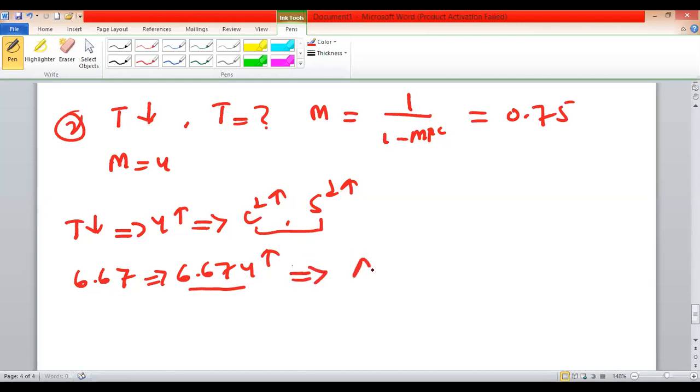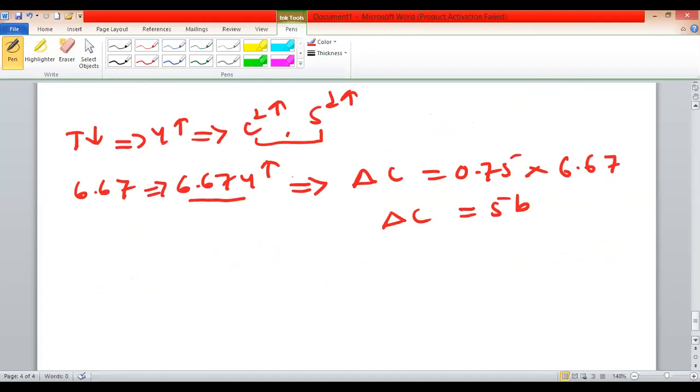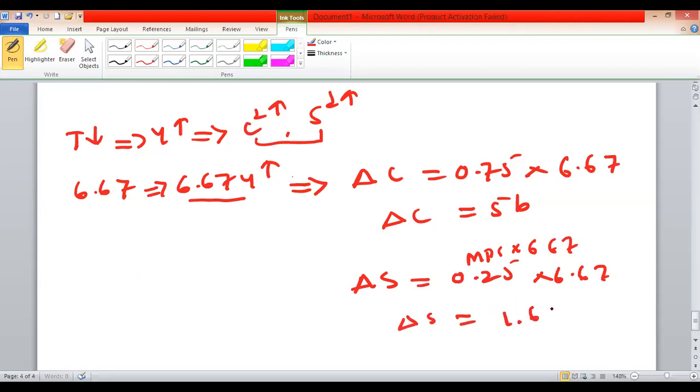How do we calculate change in consumption? We would calculate change in consumption by multiplying 0.75, which is MPC, times 6.67. So change in consumption would be equal to 5 billion. And how do we calculate the change in saving? Saving is not useful, because saving is going to reduce the consumption. Change in S would be 0.25, because MPC and MPS sum to 1. So if MPC is 0.75, MPS would be 0.25. So MPS times the increase in income, 6.67, gives 1.67. So saving would increase by 1.67. These are the values that you need to calculate.